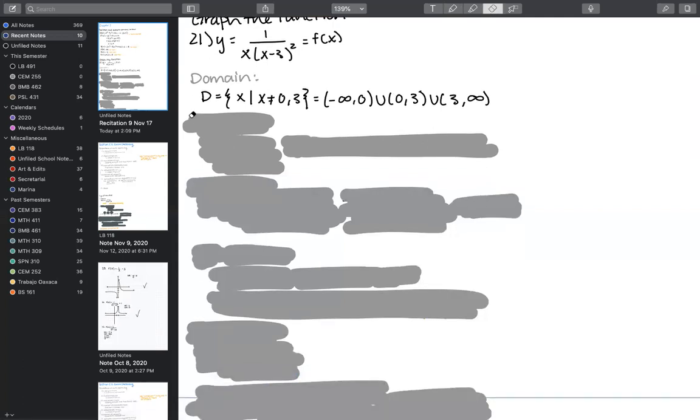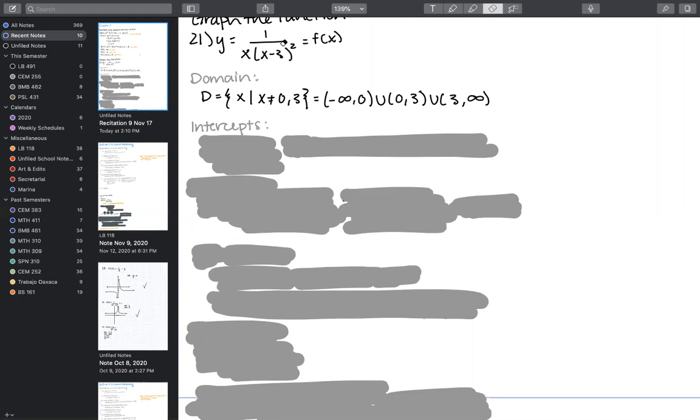So that's domain. Now we're going to move on to finding our intercepts. We've got our x-intercepts and our y-intercepts to address. So we've got two options: set y equal to 0 or set x equal to 0. When we plug in x equal to 0, we get something irrational. So then there is no y-intercept.